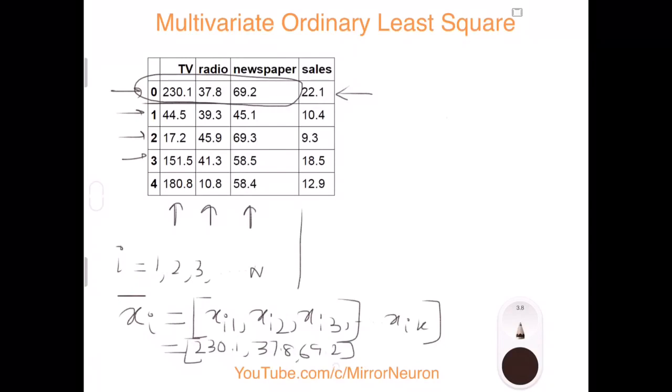And then we have a third notation, yi, which are basically the single values here. For the very first record it is 22.1, so that will be y0, that means the first record, and so on. We'll have 10.4 for y1 and so on. Okay, all right, so these are the basic notations.